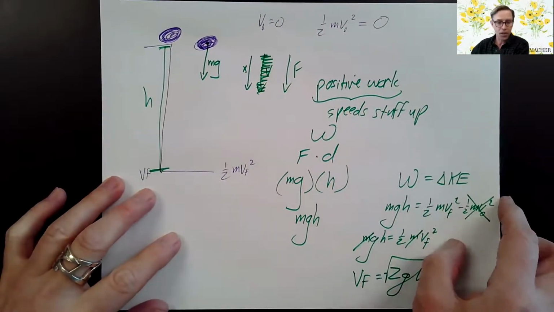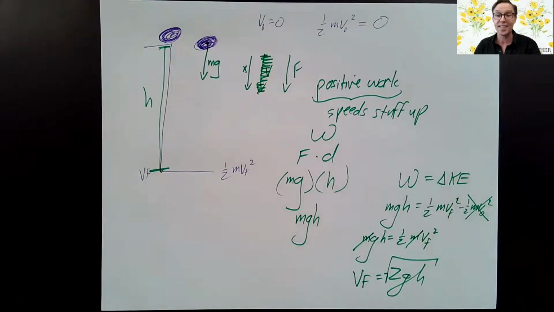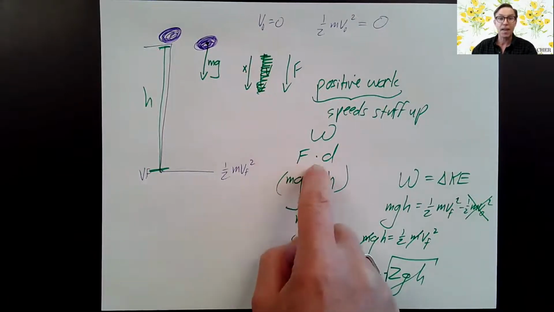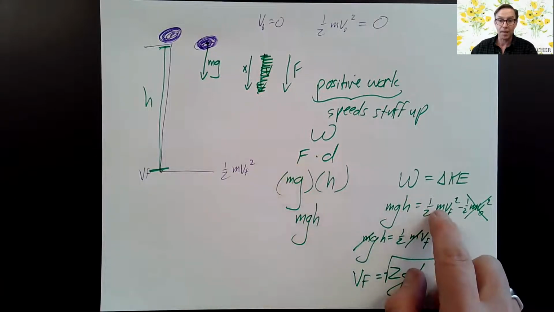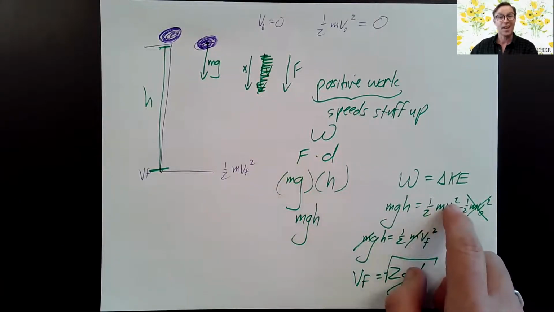Now, what I want to tell you is that there are more things with names. Remember this product, force times distance, that got a name. It's called work. And this product, 1/2 times mass times velocity squared, that gets a name.